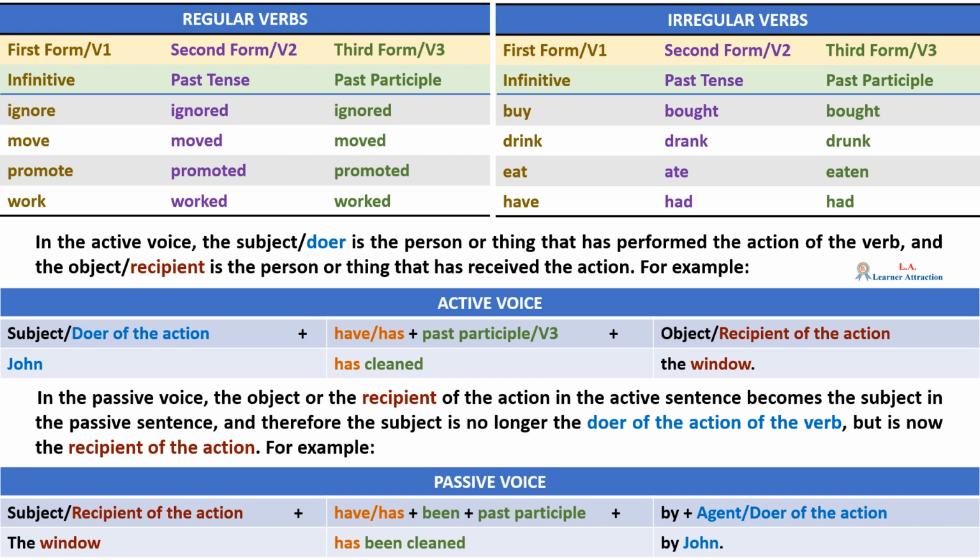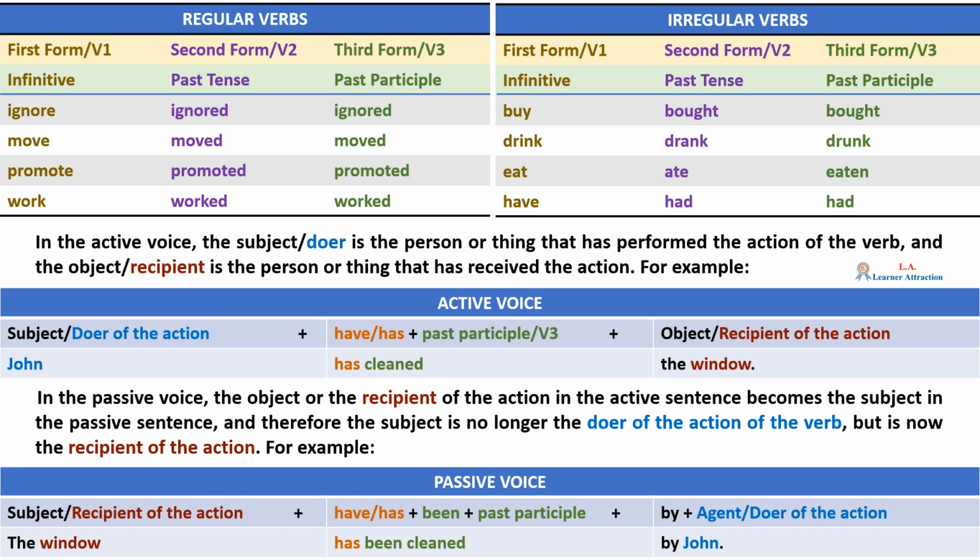Next, let's take a look at the past participle of the irregular verbs. Verb 1, the base form, or the infinitive: buy. Verb 2, or the past tense: bought. Verb 3, or the past participle: bought. Drink, drank, drunk. Eat, ate, eaten. Have, had, had.